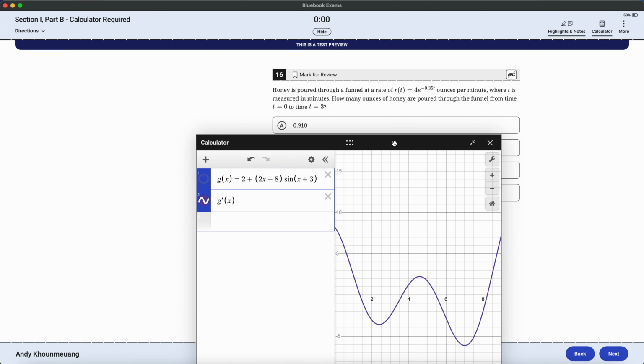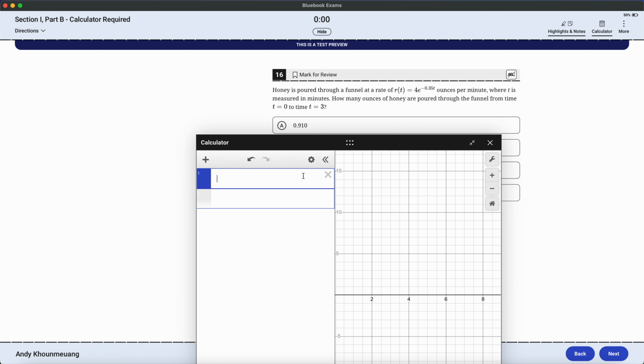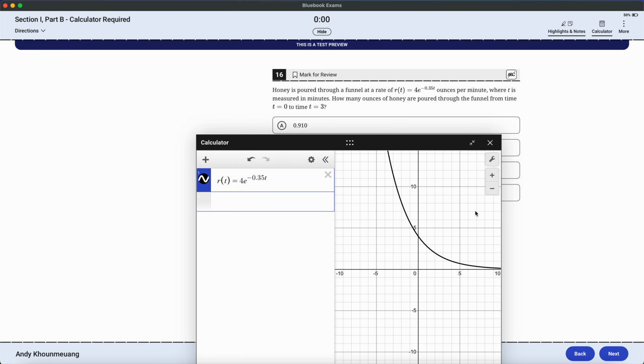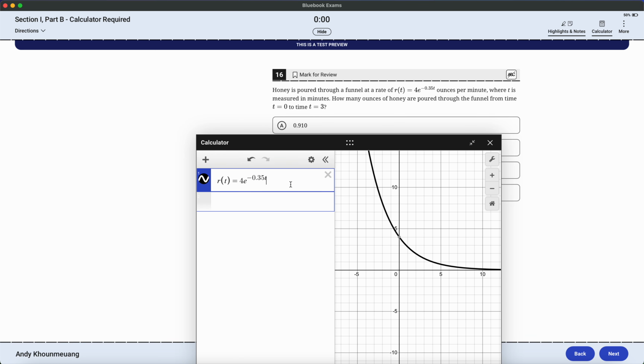16. We have honey being poured through the funnel at a rate of R of t. So I'm going to type in R of t is equal to 4e^(-0.05t). Notice how it grabs it for us. That's great. Another thing to note here is hypothetically, if this was negative 0.35t plus 2, and I say plus 2, you'll notice that it's going to be on the outside. We don't want that because we want that as an exponent.